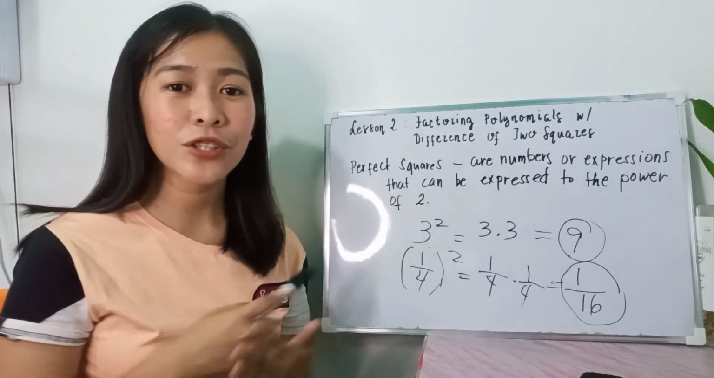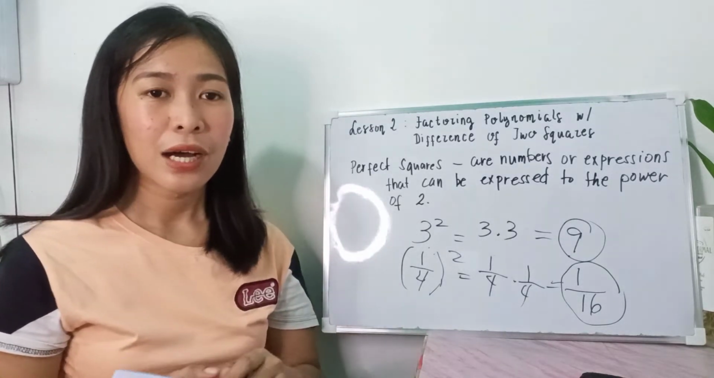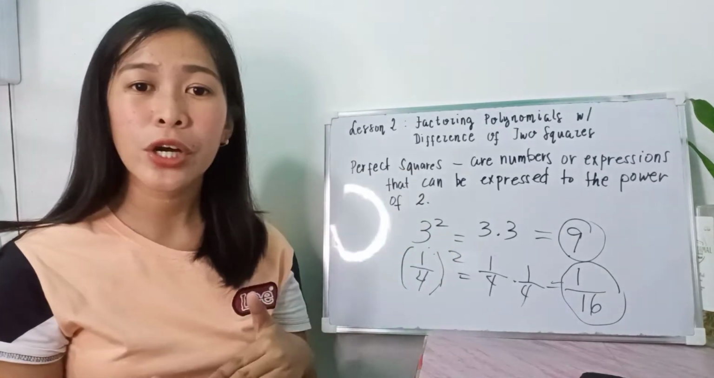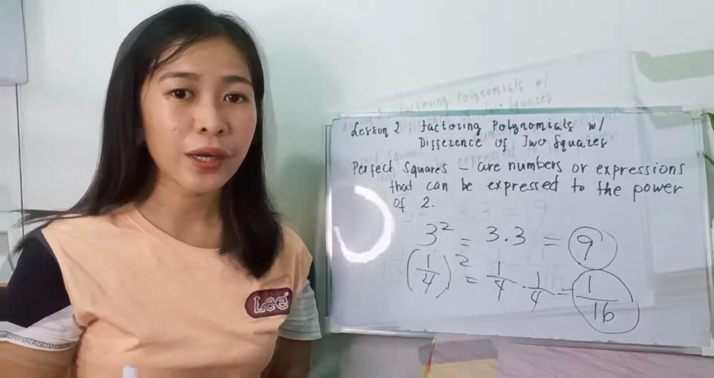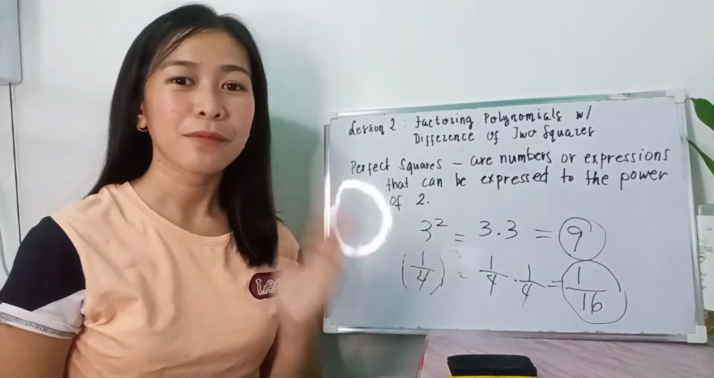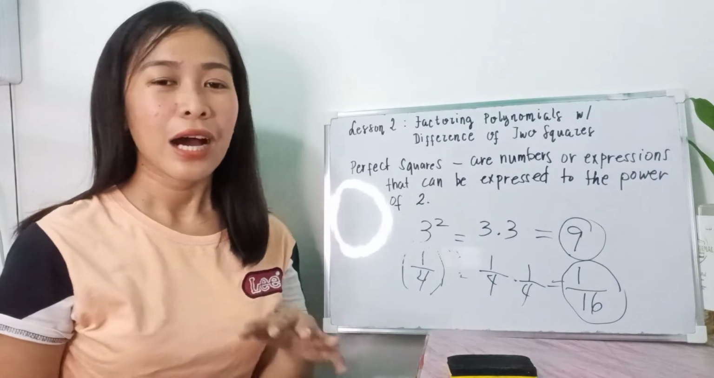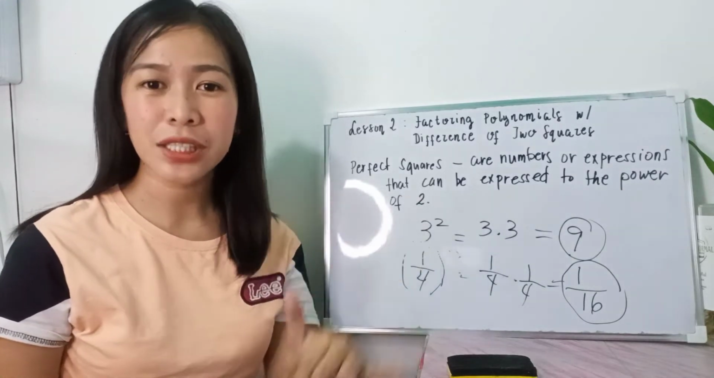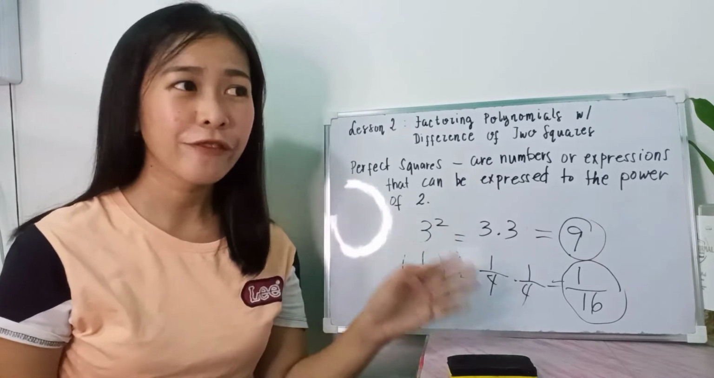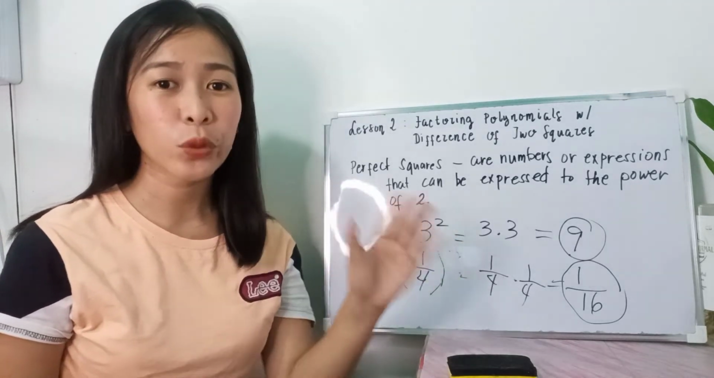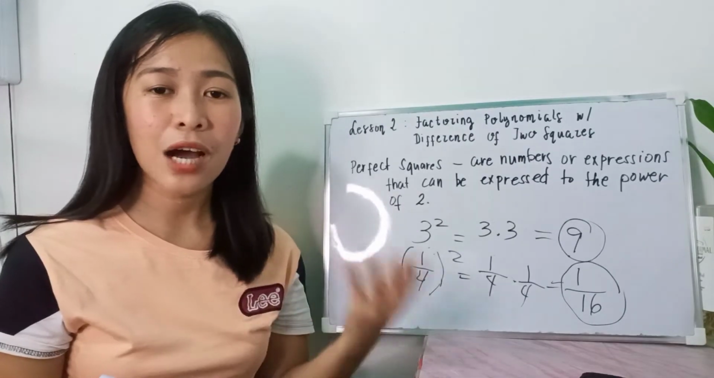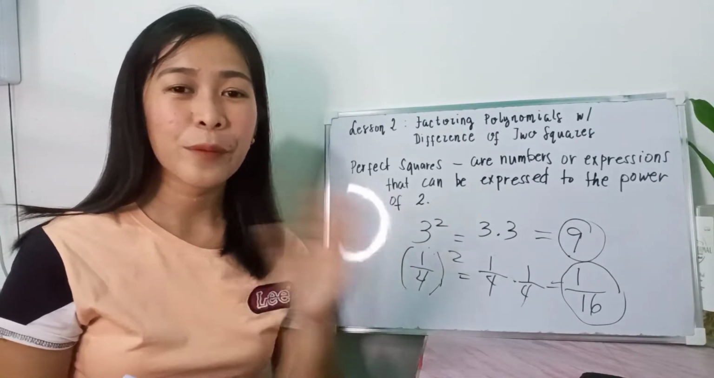Lahat ng dinodoble natin na numbers, any expressions na dinoble natin, the answer would be a perfect square. And when I say any number, it means 3 times 3, kagaya nito. 6 times 6, the answer is 36. Therefore, 36 is a perfect square. 11 times 11, the answer would be 121. Therefore, 121 is a perfect square. And that is how I'm going to teach you the perfect square.